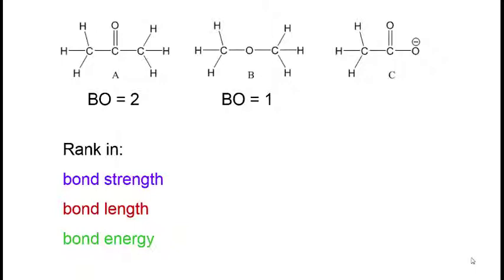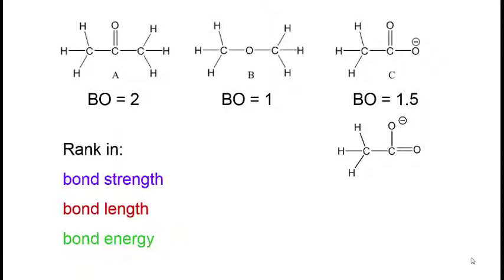There are no resonance structures in A or B, but in C, we should recognize that there is another resonance structure with the double bond to the oxygen on the right. The CO bond order in this structure is 1.5.